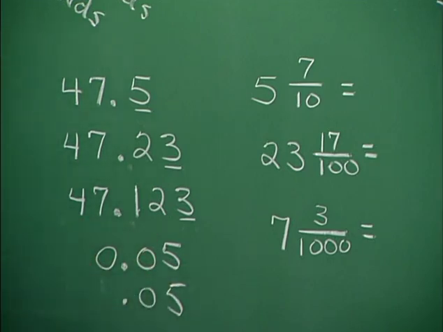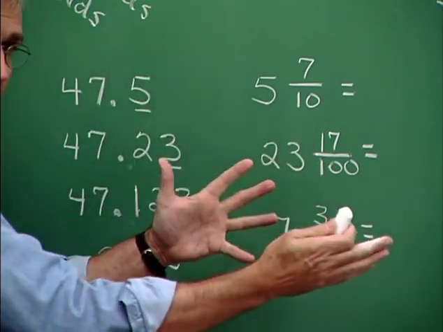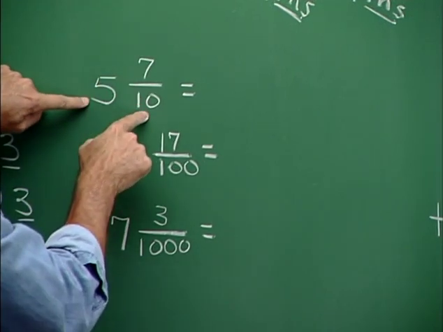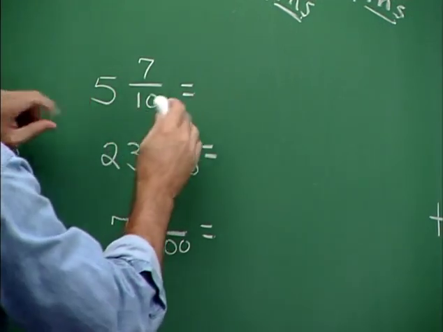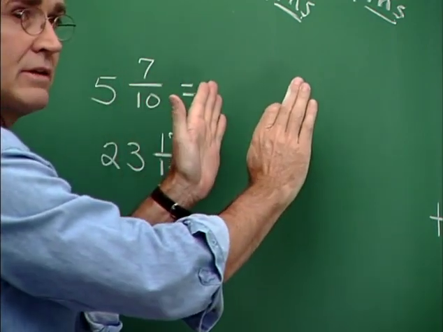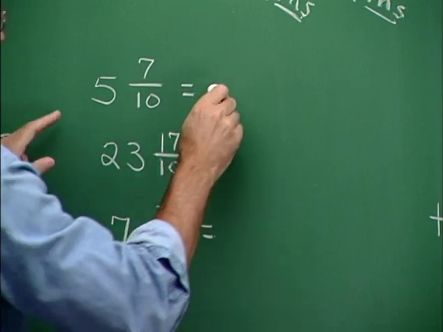Okay. Now, let's take these mixed numbers and write them as decimals. This is 5 and 7 tenths. If we read this and then just interpret it in decimal form, we have our answer.